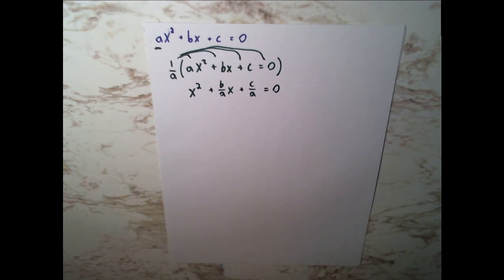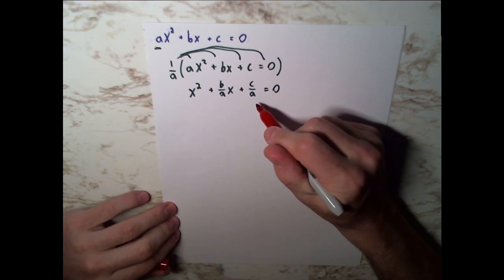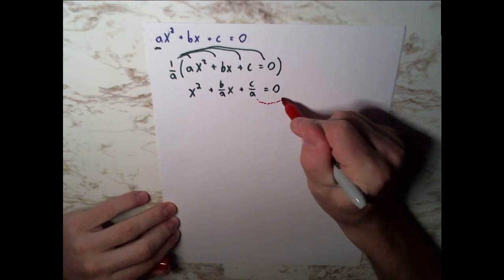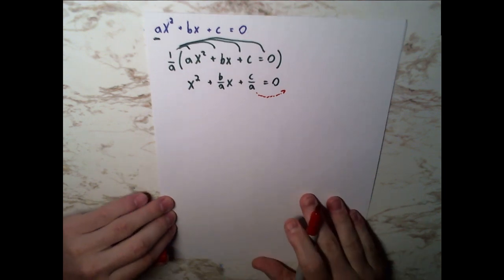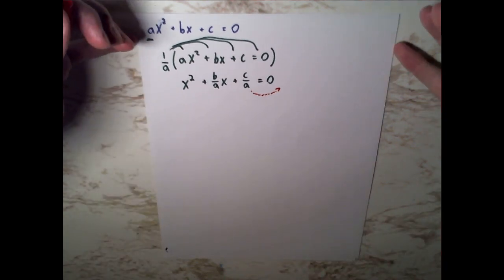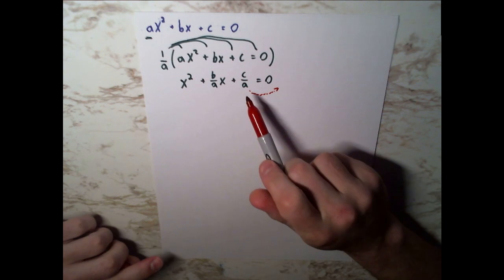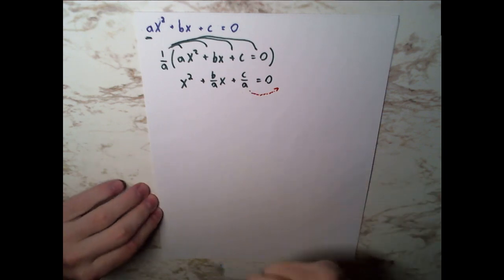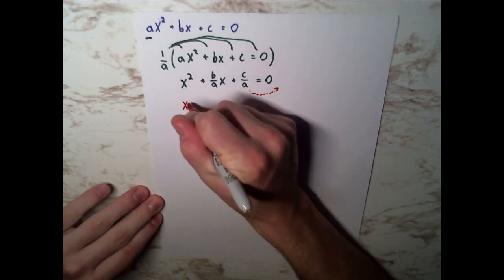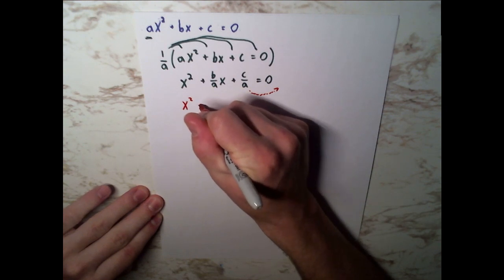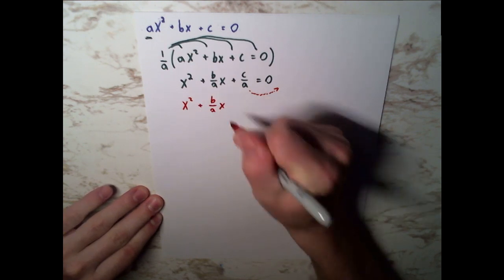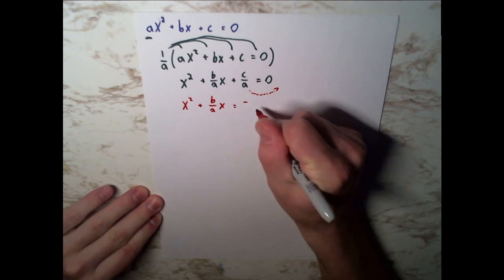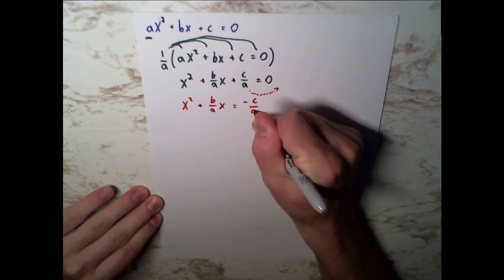So our next step is normally to take this constant term here, this c over a term, and move it over to the other side. So that's exactly what we're going to do. I'm going to just subtract c over a from both sides. So I'm left with x squared plus b over a x equals negative c over a.